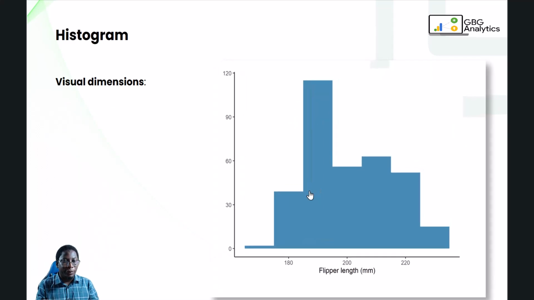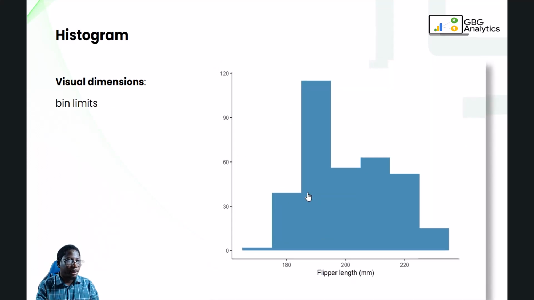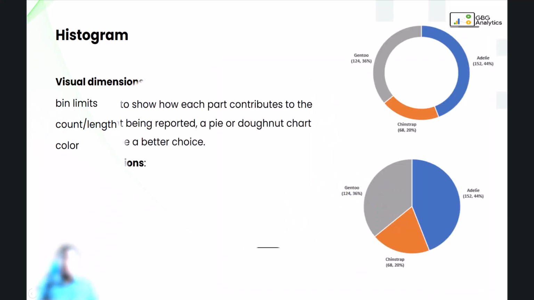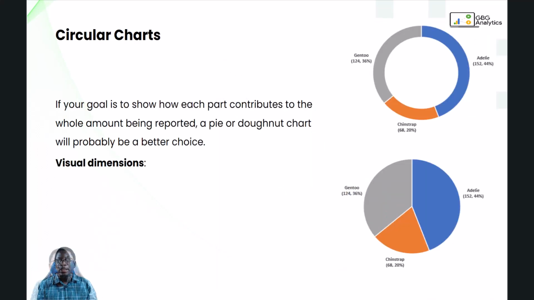Histogram has the following visual dimensions: bin limit, that is what we have in the x-axis; the count or the length, that is what we have in the y-axis, which represents the frequency of each bin. Then we have color. We can choose to color our histogram with any color. Next chart is the circular chart.